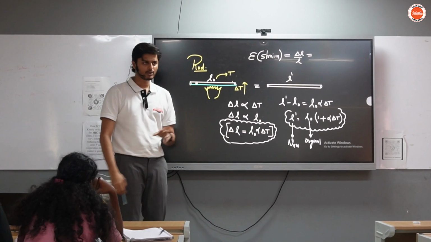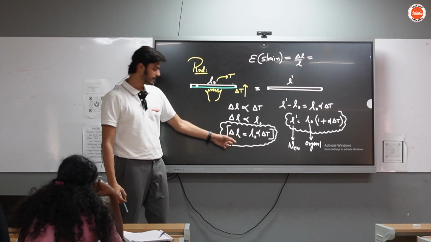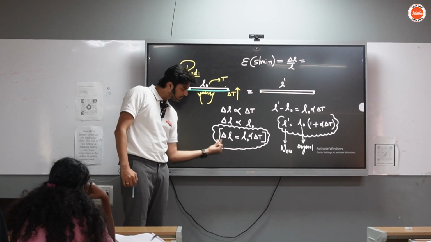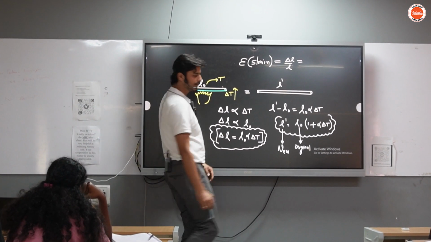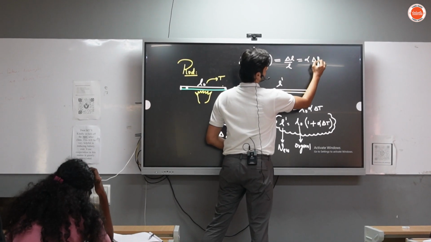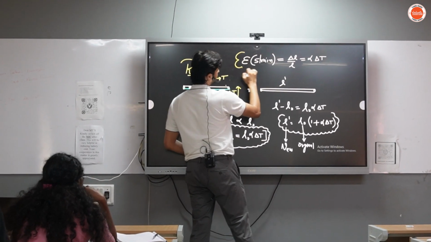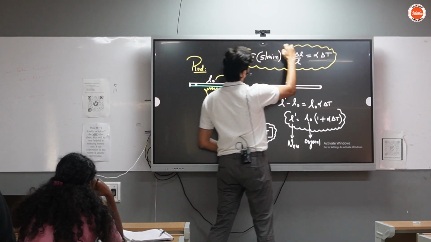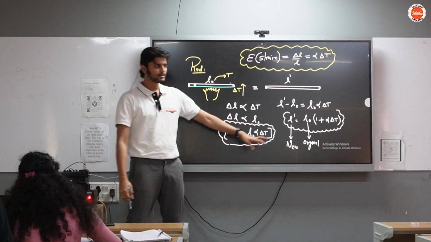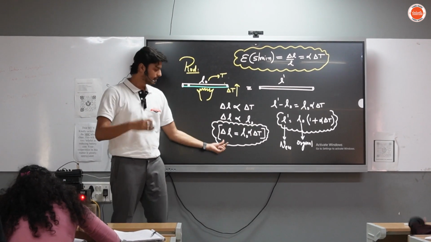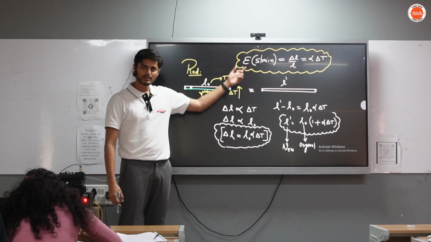Original length, change in length upon original length. Now in the equation, what is strain? Change in length is this, original length is this. What is strain? Alpha delta t. So this is another formula: strain equals alpha delta t. New length equals original length into 1 plus alpha delta t, and delta L equals L0 alpha delta t, and strain equals alpha delta t.